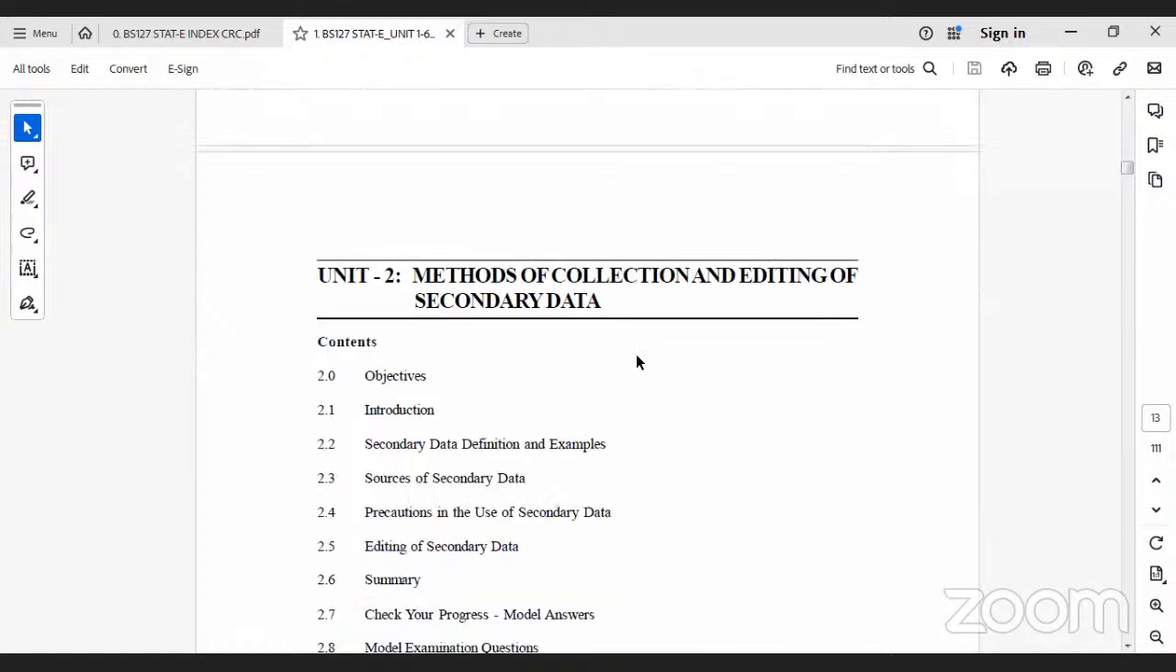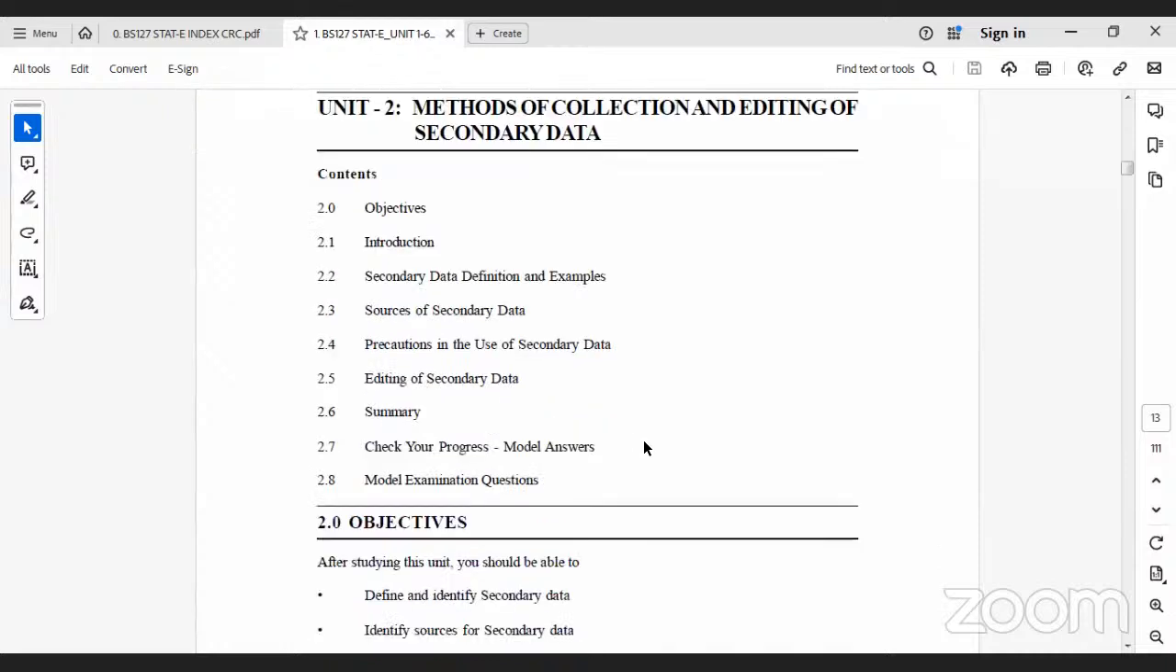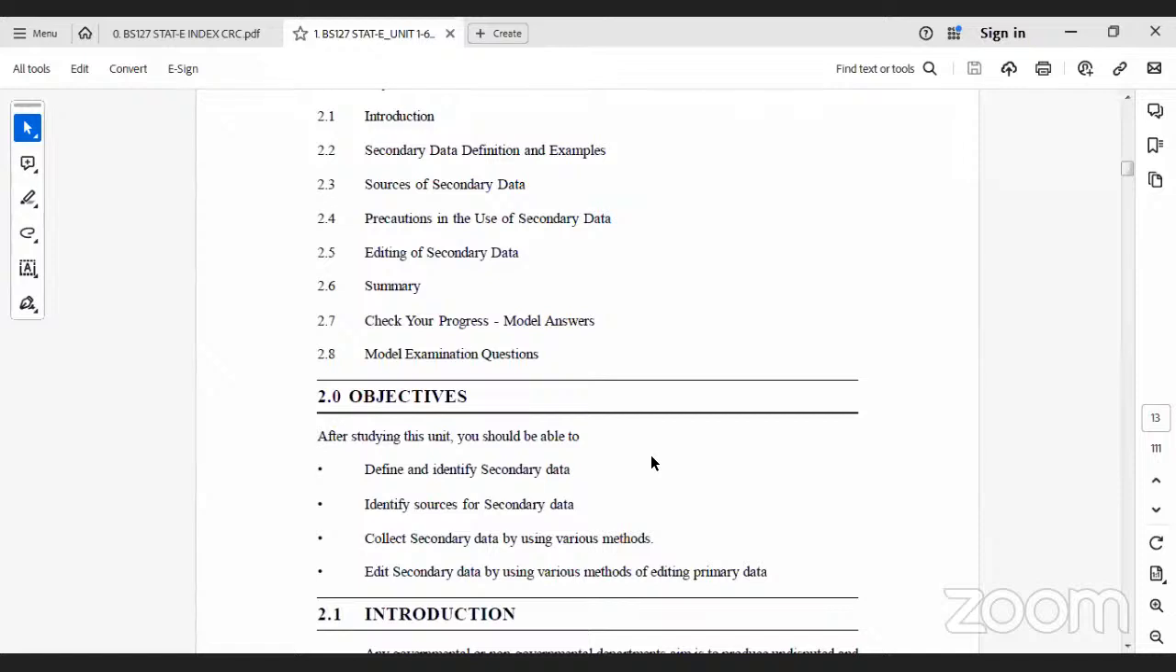Methods of collection and editing of secondary data. After primary data, we study secondary data, sources of secondary data, precautions in the use of secondary data, and editing of secondary data. So we can define and identify secondary data, identify sources of secondary data, collect secondary data by using various methods, and edit secondary data. Taking from primary data, we make secondary data.